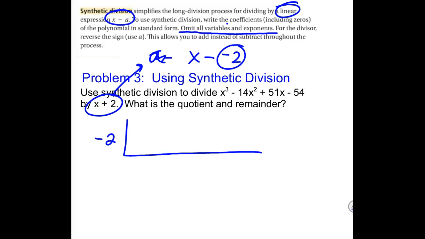Now we're going to take our coefficients. So I'm going to look at my polynomial and check. Am I missing any terms? I have cubes, I have squares, I have first powers, and I have constants. I'm good. I'm going to take those numbers, and each number is going to go in a different column in order. So my cubes go first. I have one of those. I have negative 14 of my x squareds. I have 51 of my x's, and my constant is negative 54. Are there any questions of how I set it up?